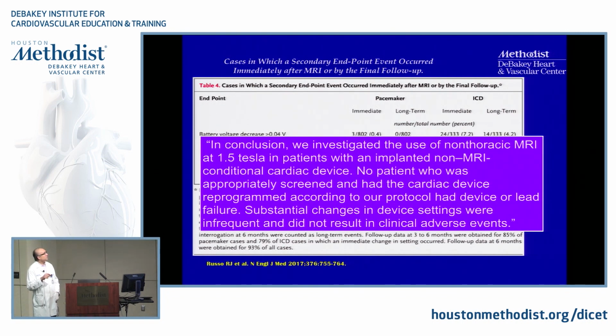And so I think the general conclusion here was that, and again, this was limited to non-thoracic scans, but these were non-MRI approved devices. Again, this was done at 1.5 Tesla, using a pre-specified protocol at 1.5 Tesla with patients that are appropriately screened and devices that are appropriately reprogrammed, it was done safely in a large cohort of patients without significant device malfunction or significant adverse events.